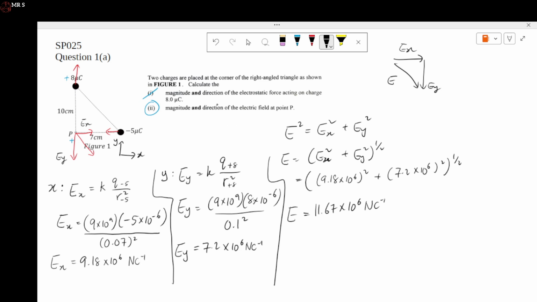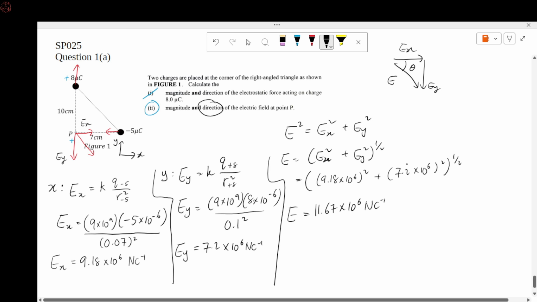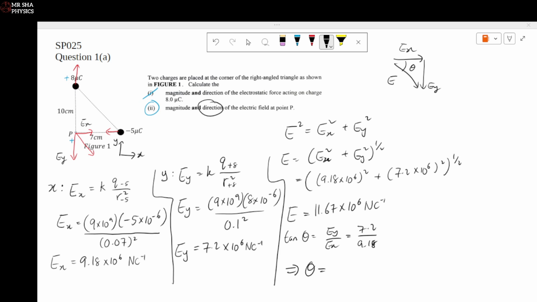Now you have to find the direction as well. We want to know the angle theta. Tan theta equals opposite over adjacent, which is EY over EX. The 10 to the power of 6 cancels out and I'm left with 7.2 over 9.18. That tells me that theta is equal to 38.11 degrees. That is the direction of the electric field at point P, and the magnitude is 11.67 times 10 to the power of 6. That is all for me in this video. Thank you very much.